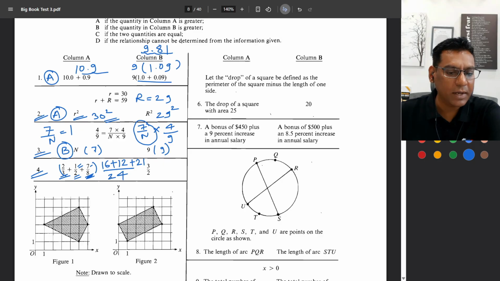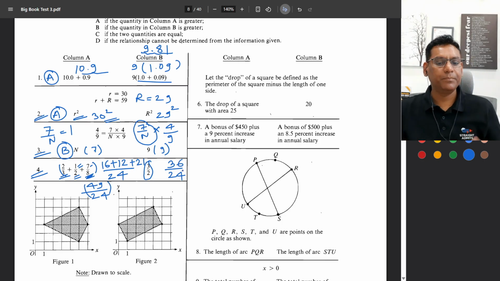So what number do I get finally? 16 plus 12, that's 28 plus 21. So that is 49. 49 by 24. And what do I do here to get 24 in the denominator? I multiply by 12. So the same thing I'll do here. I multiply by 12. I get 36 by 24. So now I have 49 by 24, 36 by 24. 24 is the same. These are all positive numbers, so no worries.